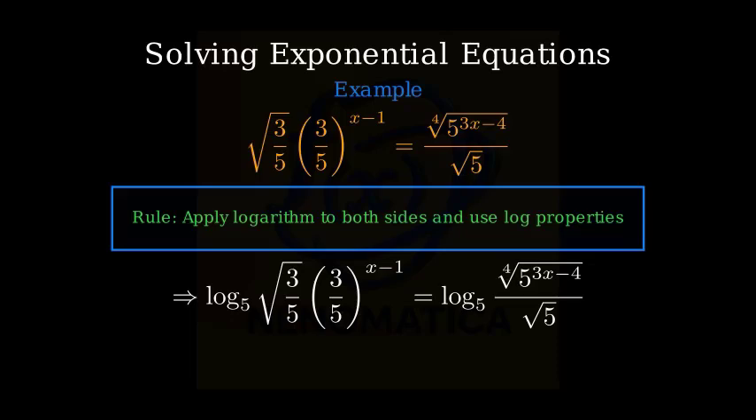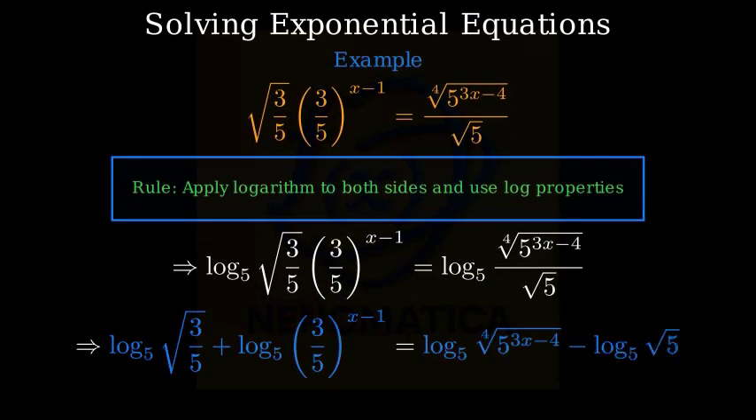Next, we'll use the logarithm property that states log of a product equals the sum of logarithms. So, log base 5 of the square root of 3/5 times (3/5) raised to x minus 1 equals log base 5 of the square root of 3/5 plus log base 5 of (3/5) raised to x minus 1. Similarly, on the right side, we apply the property that log of a quotient equals the difference of logarithms. So we get log base 5 of the fourth root of 5 raised to 3x minus 4 minus log base 5 of the square root of 5.